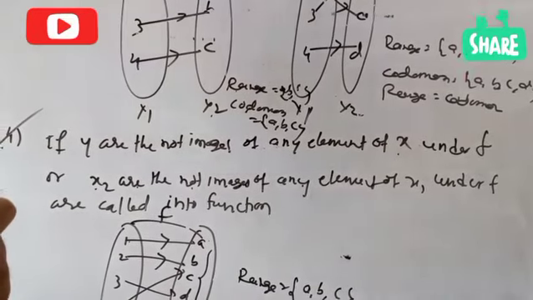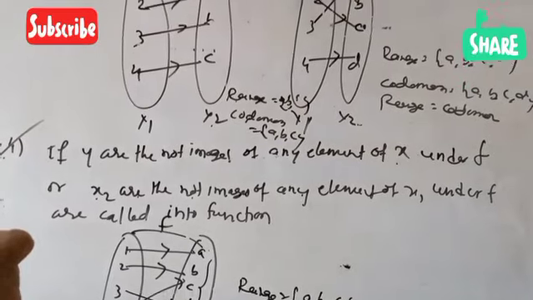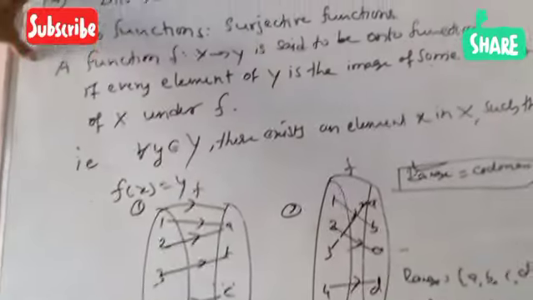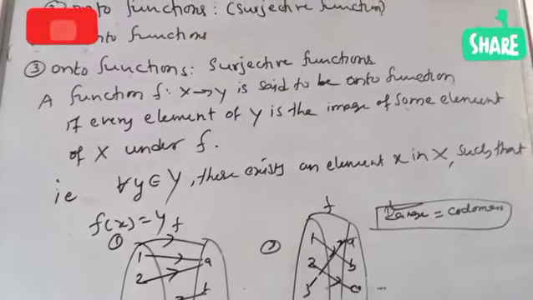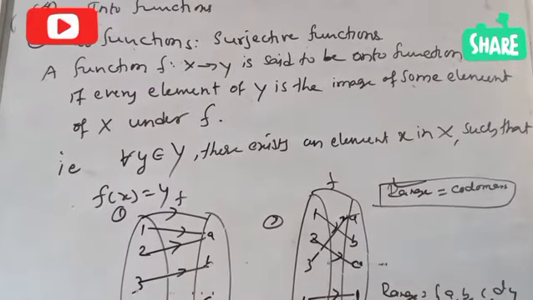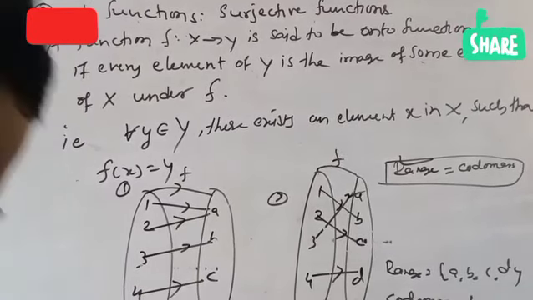But from the examination point of view, among these four types, the first two are very important: the one-one function and the onto function. The problems are based on these one-one and onto functions. In the next class, we shall see examples of one-one and onto functions.